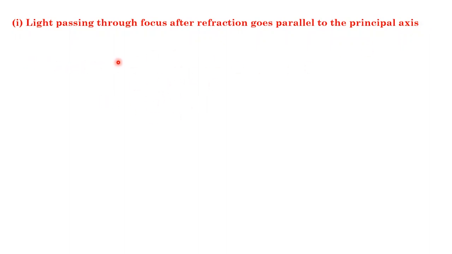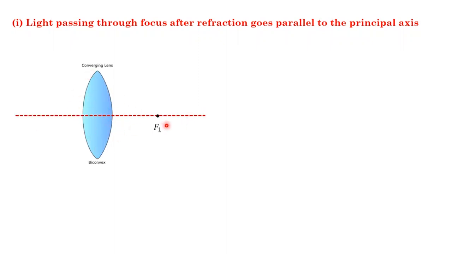The second rule is: light passing through the focus goes parallel to the principal axis after refraction. The first rule was that when light goes parallel to the principal axis, it passes through the focus. Suppose this is our convex lens, this is f1, this is f2. When light goes through the principal focus, or the secondary focus, it should be a focus, after refraction it goes parallel to the principal axis.